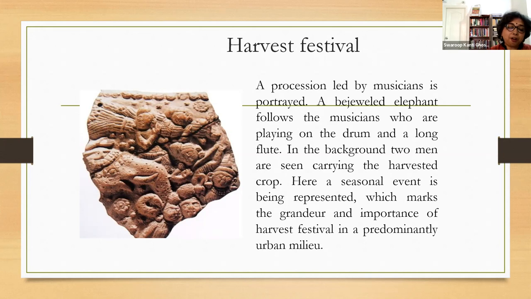Here it is the depiction of a procession led by musicians, and we find a bejeweled elephant. You can see this elephant, who is bejeweled, following the musicians who are playing on the drum and the long flute. In the background, two men can be seen carrying the harvested crop. So here a seasonal event is being represented, which marks the grandeur and importance of this harvest festival in a predominantly urban milieu. The rural surroundings of the riverine port site, the impact of agrarian life in a non-agrarian milieu, would have led the terracotta artist to produce such a plaque.